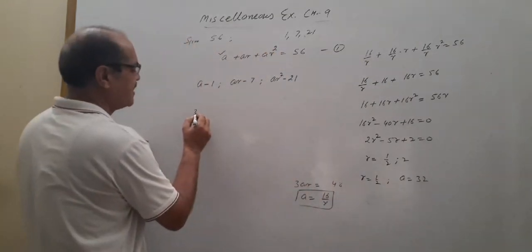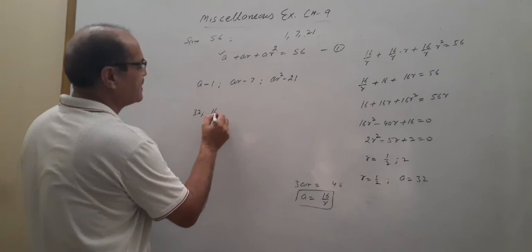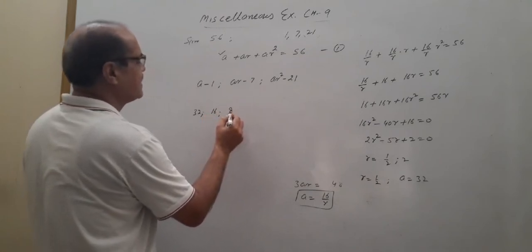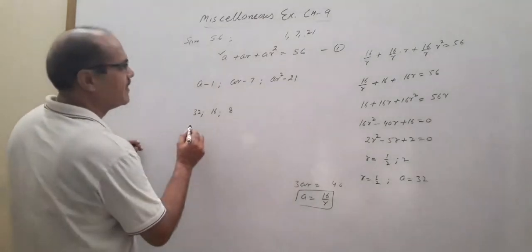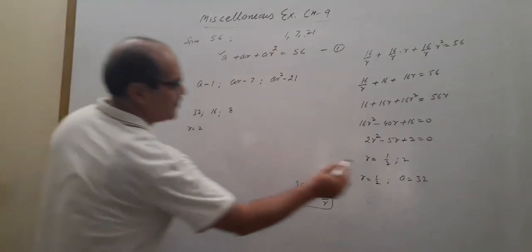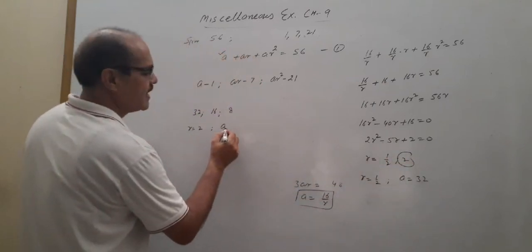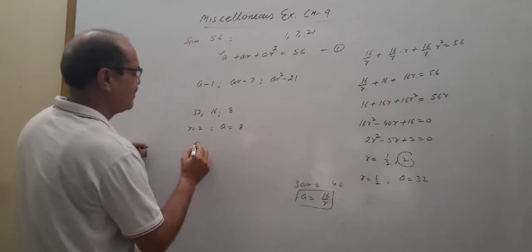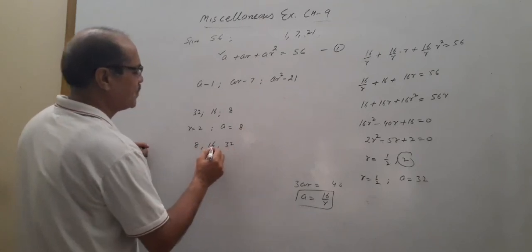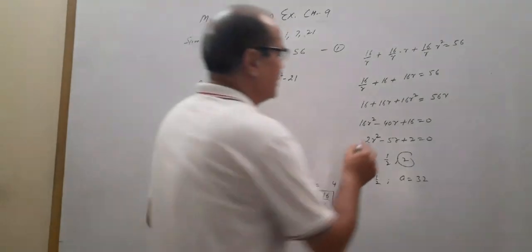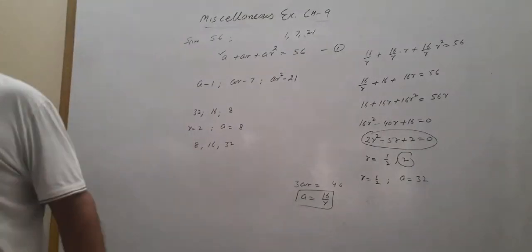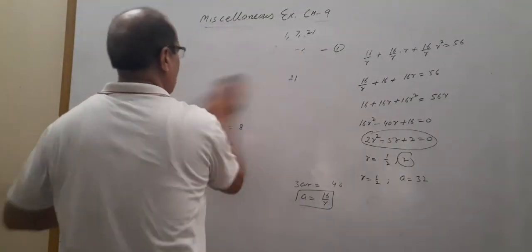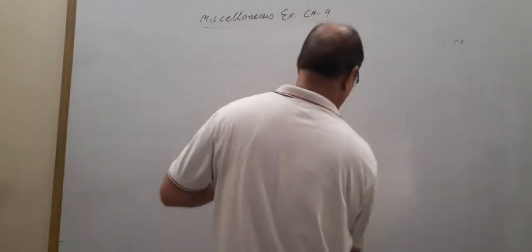The first number is A, that is 32. Second is AR, that is 16, and third is AR square, that is 8. So these are the numbers, that is 32, 16 and 8. And in the second case, when R is equal to 2, that implies A is equal to 8. Therefore the numbers will be 8, 16 and 32. So these are the numbers. Okay, I think you can write the factors of this, that is 2R minus 1 and R minus 2, then get the value of R and solve it properly. Okay, so this is all about Tuesday's lecture.